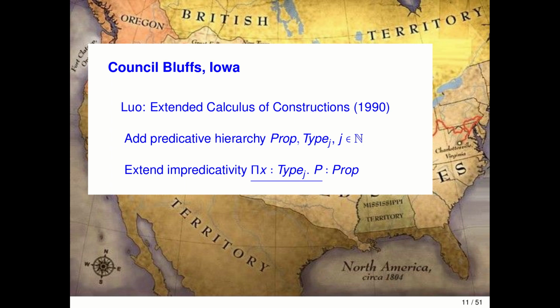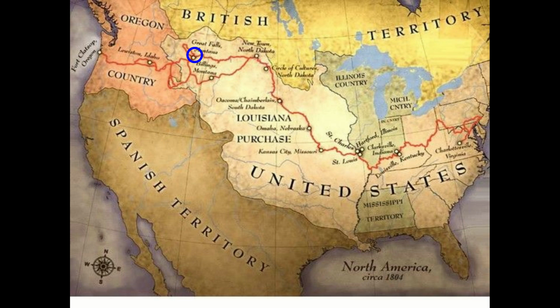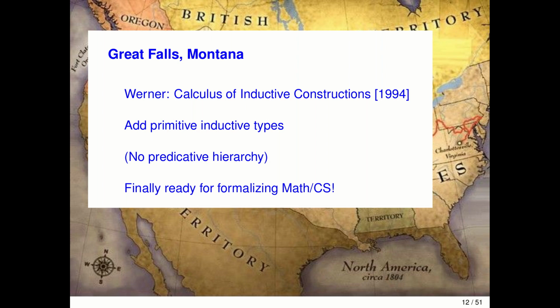Now we're going to go up the river a little bit more. We're heading from the Missouri River, which is this big long one, to meet up to the Columbia River, which is going to come in there near the coast on Washington. And here we are in Great Falls, Montana, where it was a horrific portage. These guys, it was a tremendous tumbling waterfall, and they had to portage all their stuff around it. It took days and days. You have to worry about things like grizzly bear attacks. They weigh 800 pounds. So in this dangerous spot, we find Werner's calculus of inductive constructions in 1994.